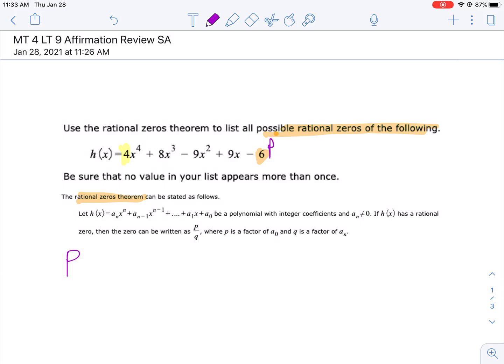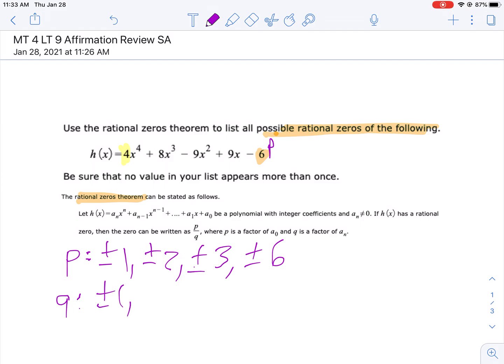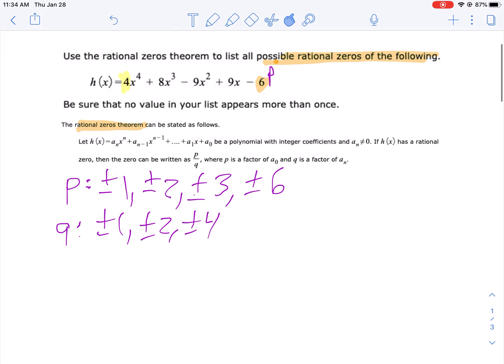P, all the factors of P. Well, plus or minus 1, because it could be positive or negative. Plus or minus 2, plus or minus 3, and plus or minus 6. All the numbers that are factors of 6. Q is going to be plus or minus 1, plus or minus 2, plus or minus 4. So now we're going to list P over Q.